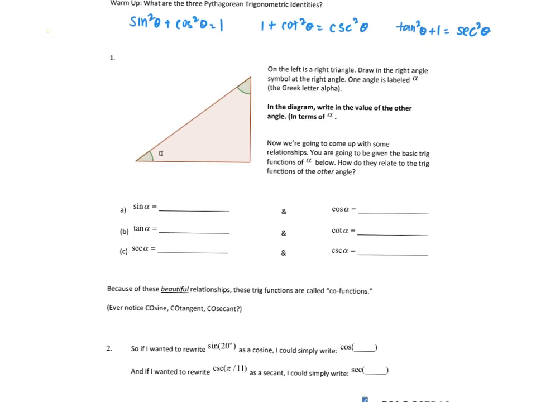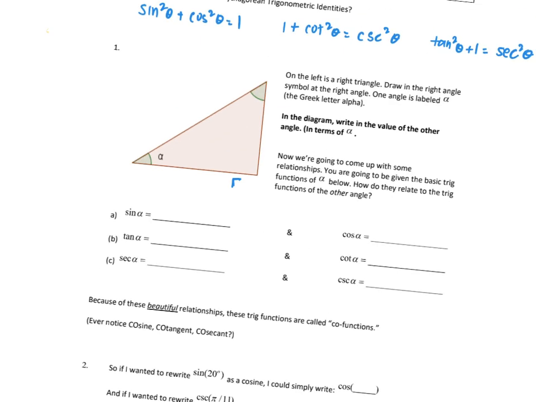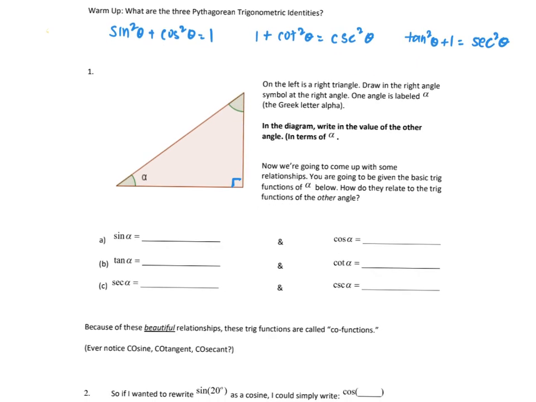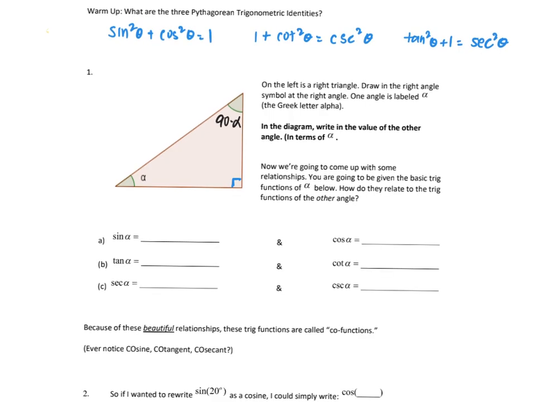All right, then it says on the left is a right triangle. Draw in the right angle symbol at the right angle, okay? And then one angle is labeled alpha. In the diagram, write in the value of the other angle in terms of alpha. Well, if this is 90 and then we have alpha, the other angle must be 90 minus alpha, so that our whole triangle adds up to 180 degrees.